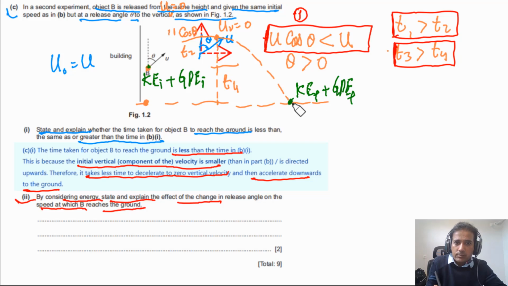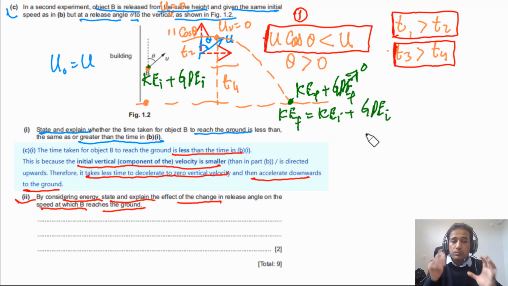So the potential energy at this point, if we take this as the reference line, will be 0 then, so the final kinetic energy has to be equal to kinetic energy initial plus GPE initial. So in both cases, as mechanical energy is conserved, it means the speed will be the same. It doesn't matter whether we throw this ball straight up or at an angle, when it reaches the ground, by conservation of energy, the speed will be the same, because energy is conserved.